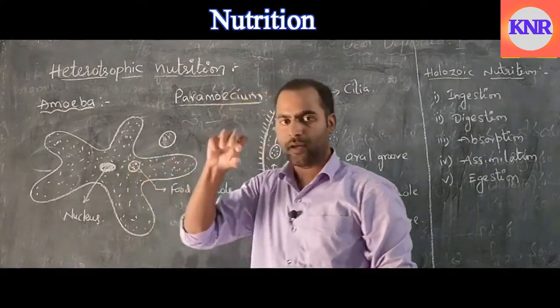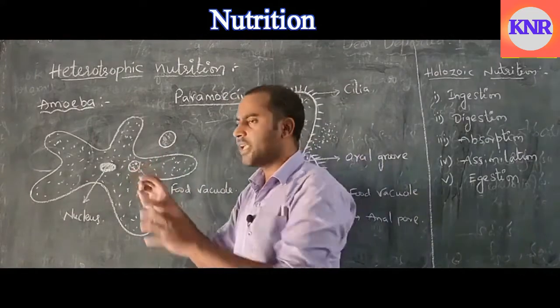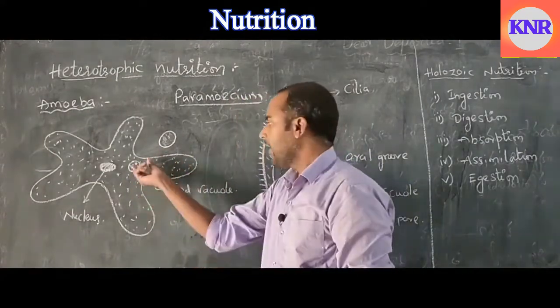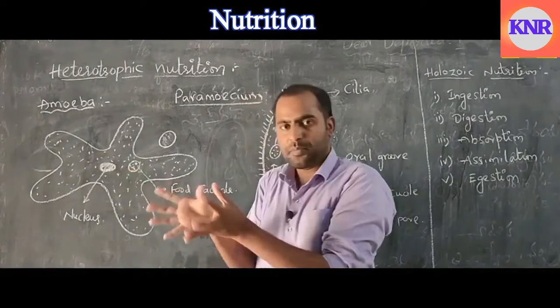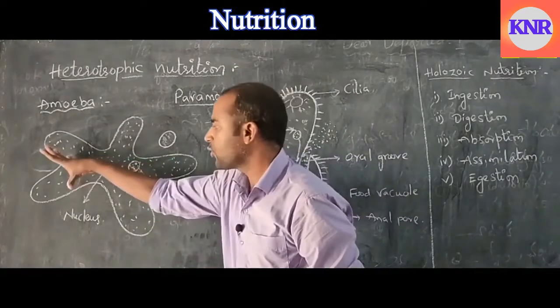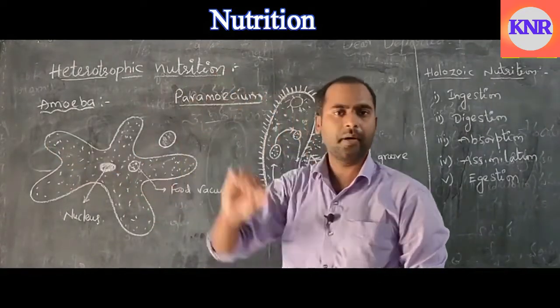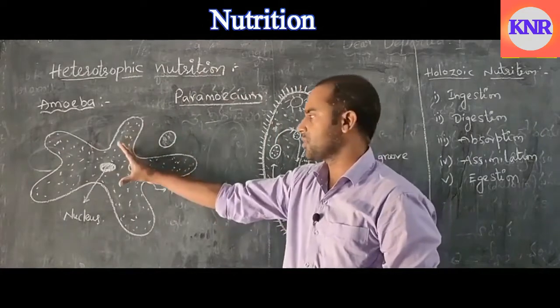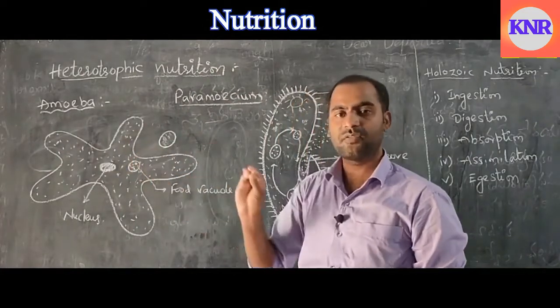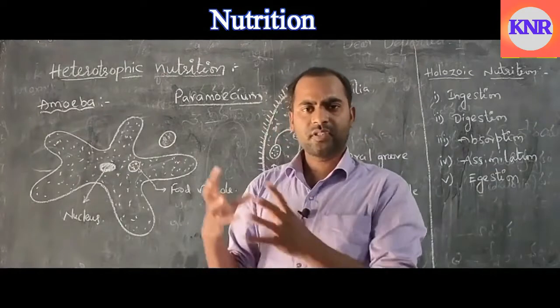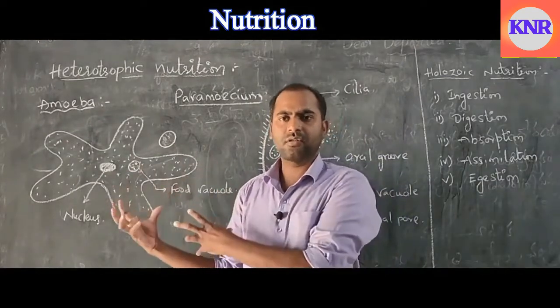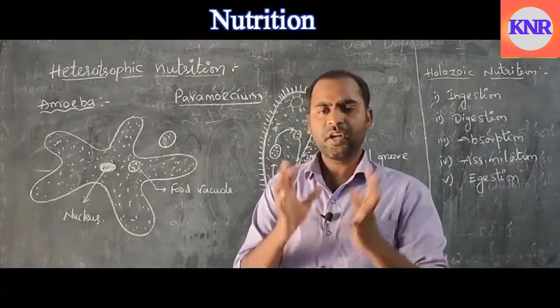Inside the food vacuole the digestion process will be completed, and then this food vacuole will be ruptured and the total food will be thrown into the cytoplasm of the amoeba, just by the diffusion process. What is the diffusion process? Distribution of substances from higher concentration to lower concentration is called diffusion.